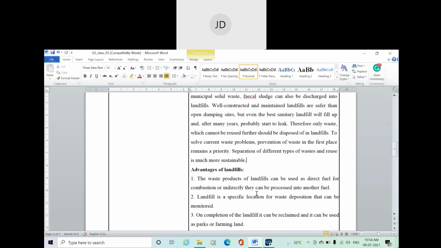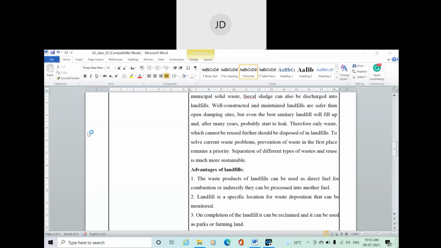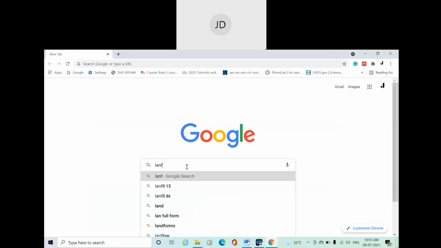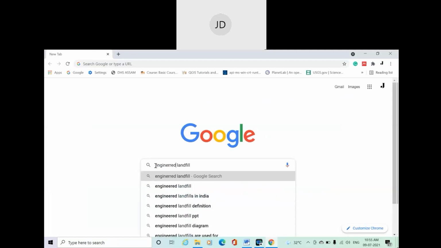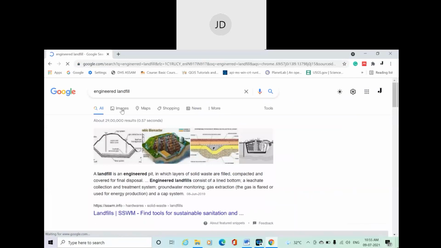Okay, some advantages of landfill. Before discussing the landfill advantages, let's find a diagram for landfill so that you have a clear picture. Whenever you search for landfill, always search for engineered landfill, or you can say engineered means designed landfill. Let's find some images.